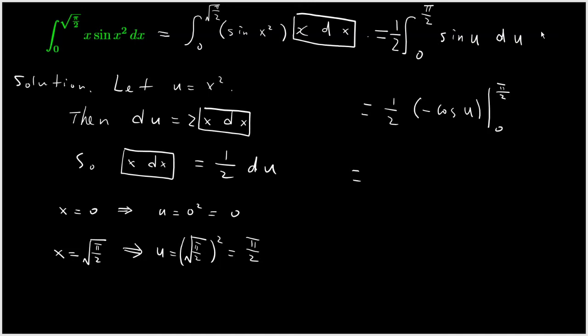equals 1/2 negative cos of half pi minus negative cos of 0. Cos of 0 is equal to 1, and cos of half pi is equal to 0. So the final answer is half pi.